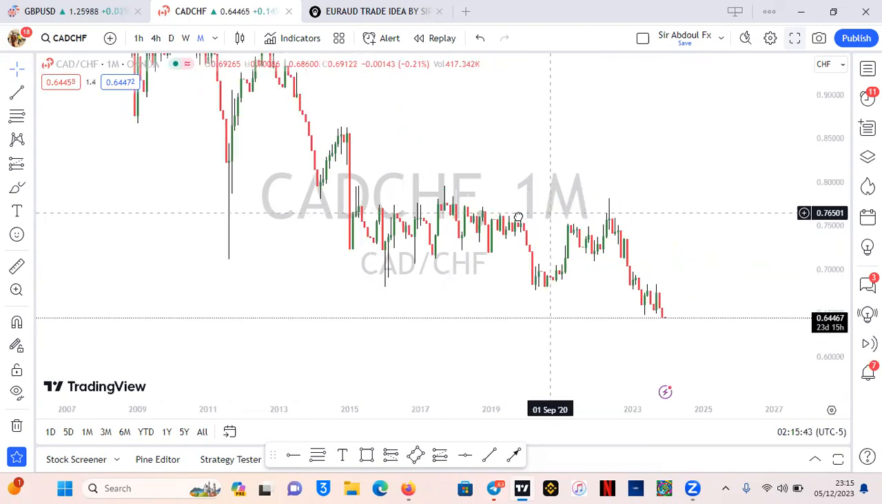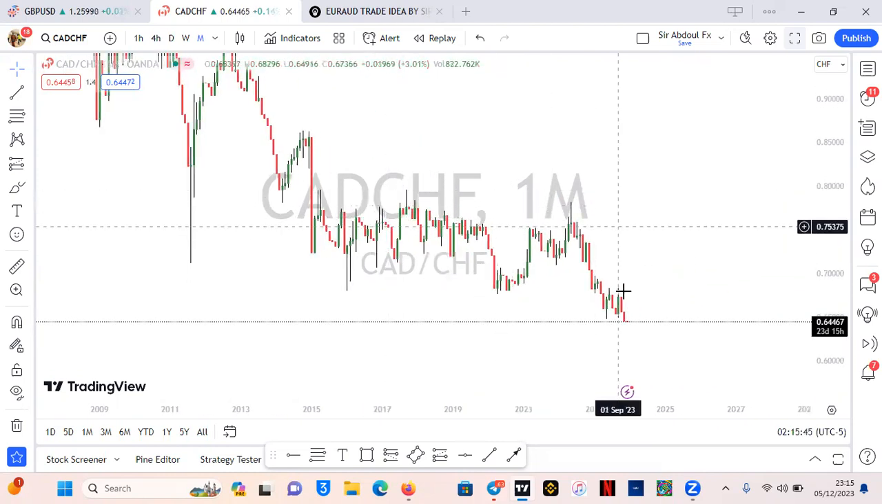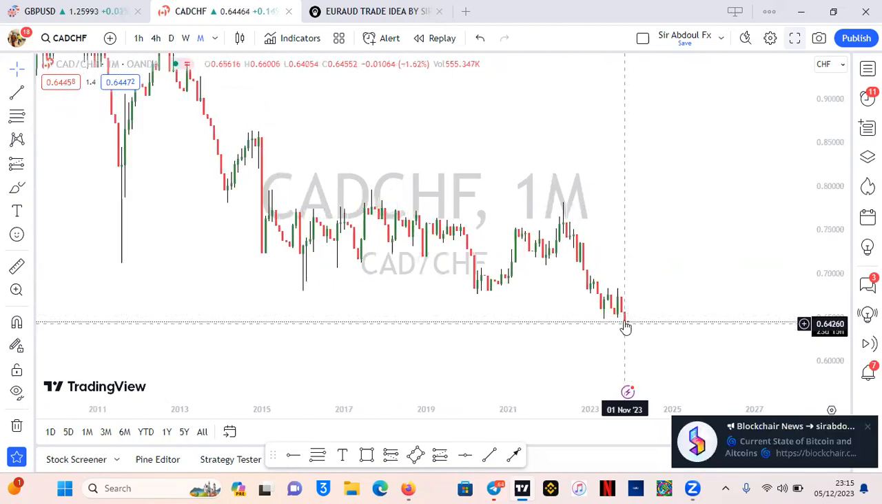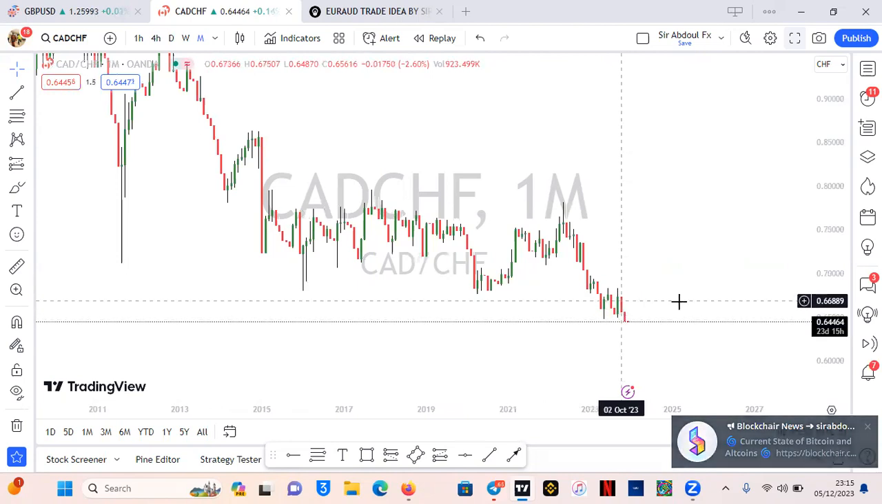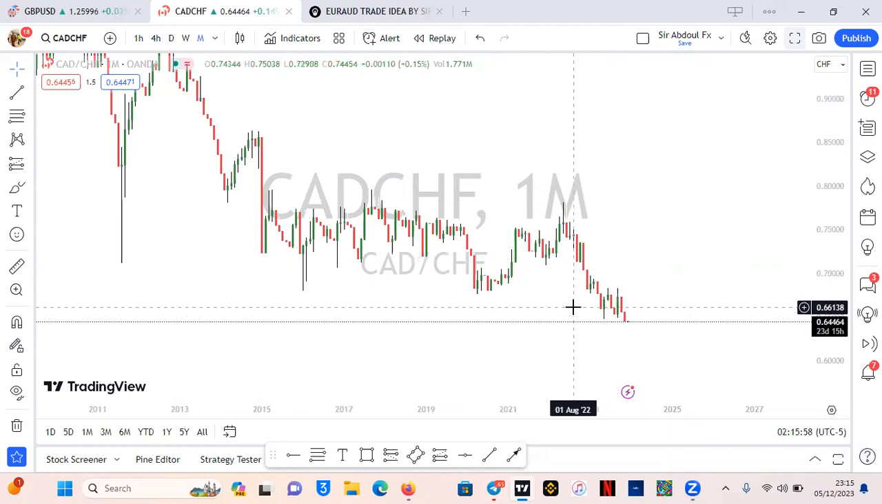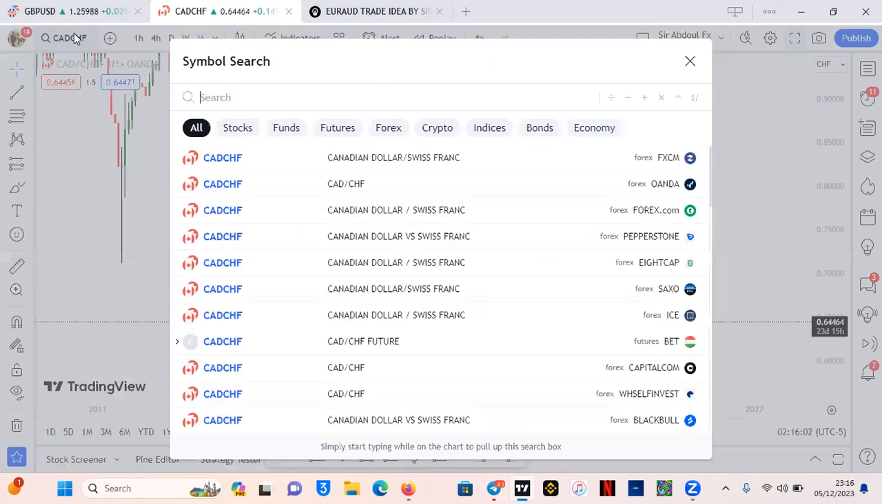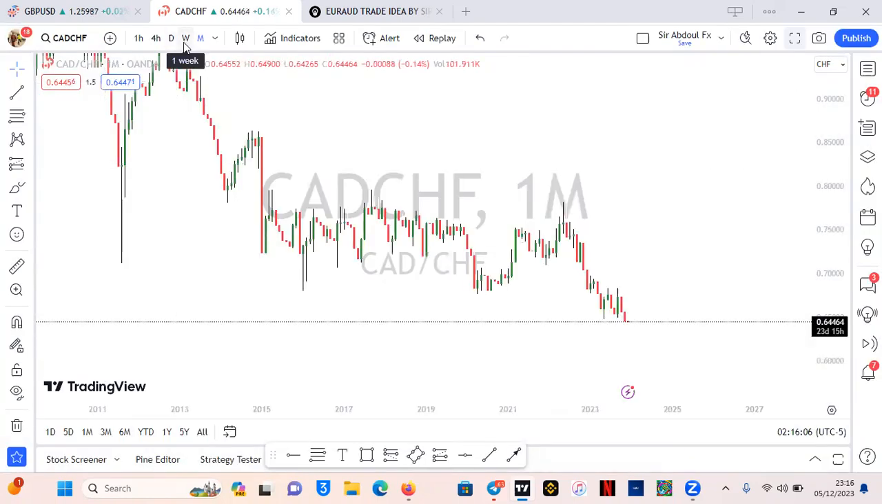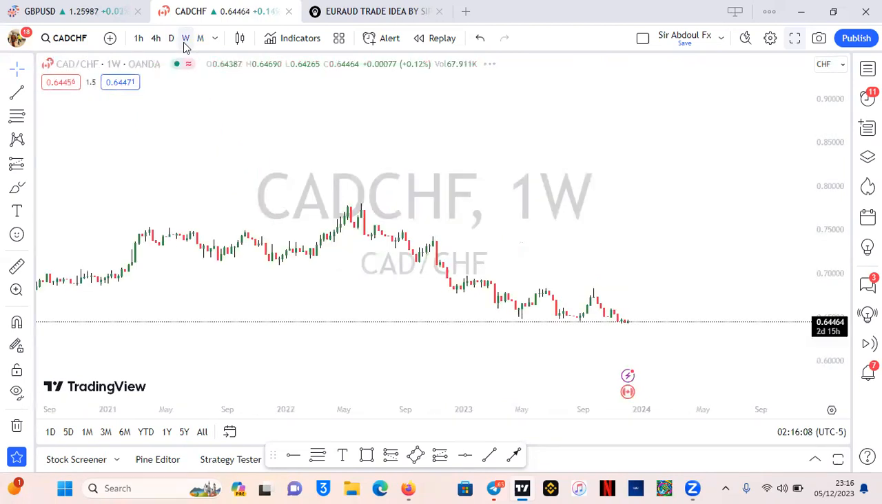We can see the overall is a downtrend, but also the current month is a downtrend. The last month is a downtrend. The last 2 months, downtrend, right? So I think we are selling this thing. Sorry, I think we are selling. That's all you need to do in the monthly time frame.